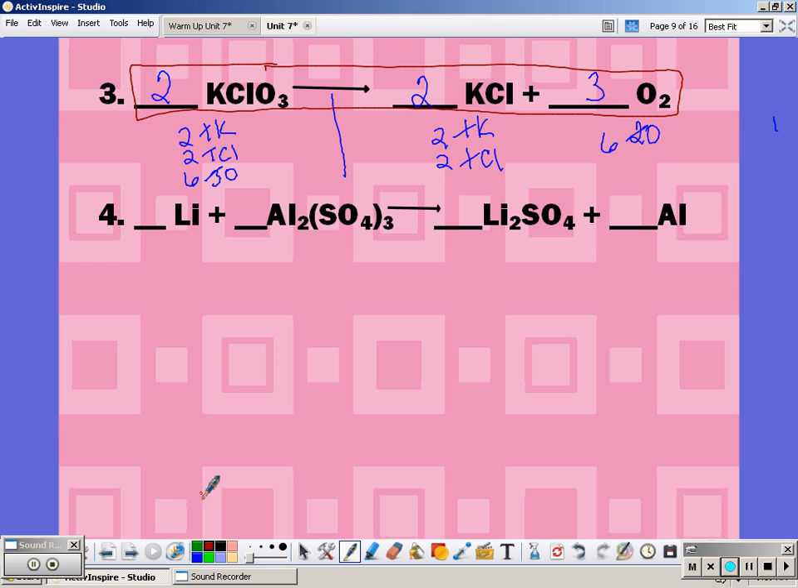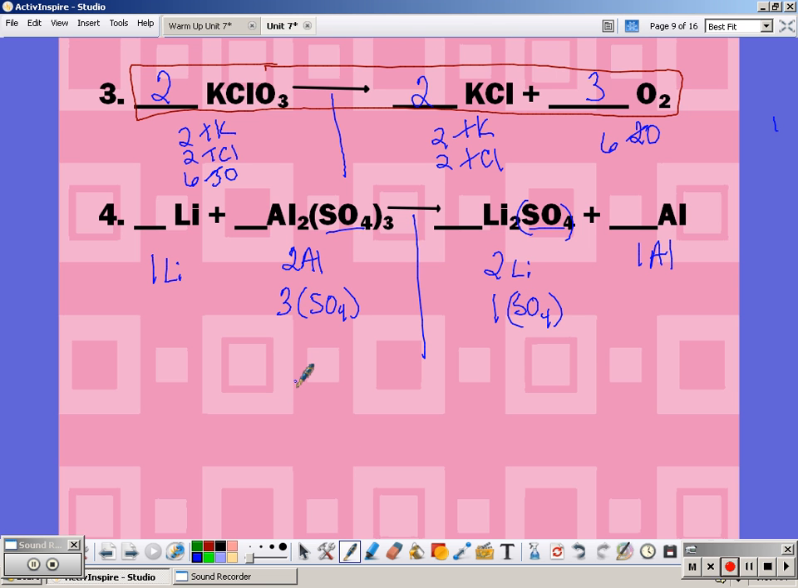Again, we have a formula reaction. To take inventory, I have 1 Li, 2 Als. Now I have SO4 showing up on both sides, so I can treat that as one thing. 3 SO4s. On this side, I have 2 lithiums and 1 SO4 and 1 aluminum. 3 sulfates, 1 sulfate, I'm going to multiply by 3. 3 times 2 is 6, 3 times 1 is 3. 6 lithiums, 1 lithium, I'm going to multiply by 6. 2 aluminums, 1 aluminum, I'm going to multiply by 2. And there's the reaction balanced.